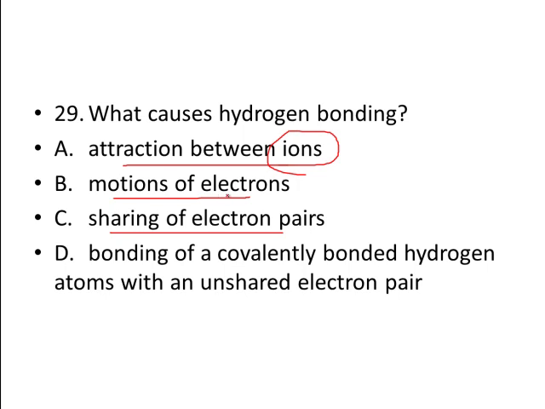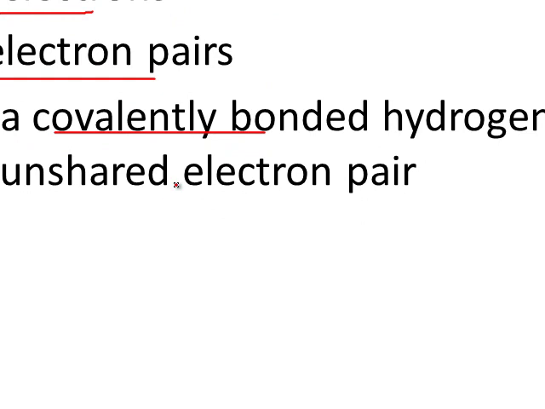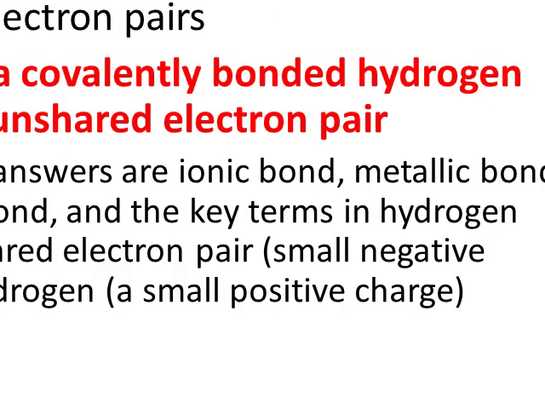Motion of electrons goes to C, which is a metallic bond. Sharing electrons, sharing is always synonymous with covalent bonds. So we only answer by process of elimination. Bonding of covalently bonded hydrogen with unshared electrons is D. It has a small negative charge where the electron pair is, and also a positive charge with the hydrogen.